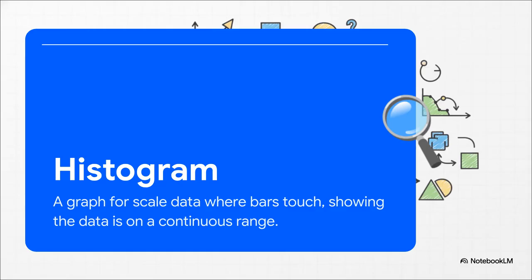Of course there is, and the solution is the histogram. Now, the first thing you'll notice is that the bars are all touching each other. That's on purpose, and it's not just for looks. It's a signal that the data is on a continuous scale. That 62 inches flows right into 63. It's a spectrum, not a bunch of separate boxes.